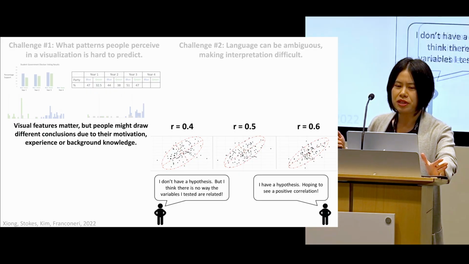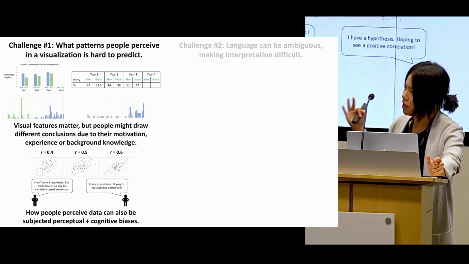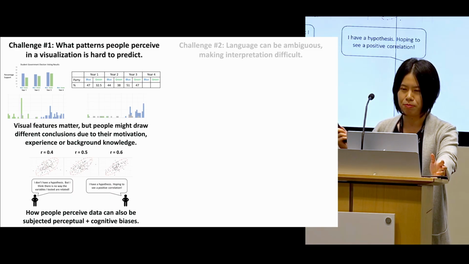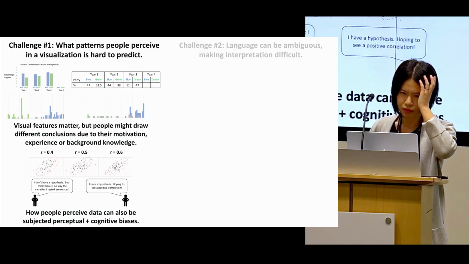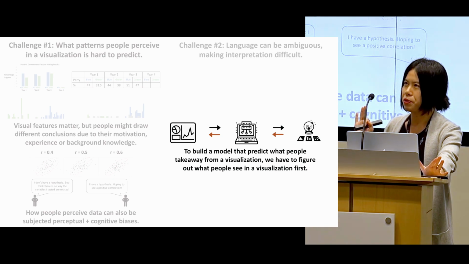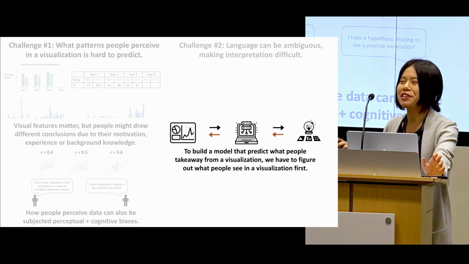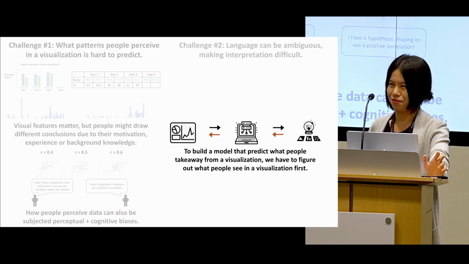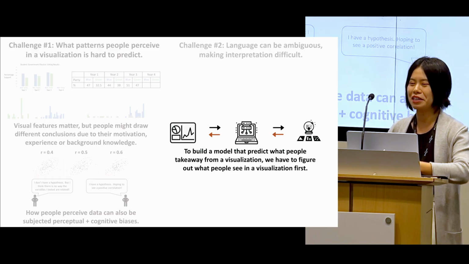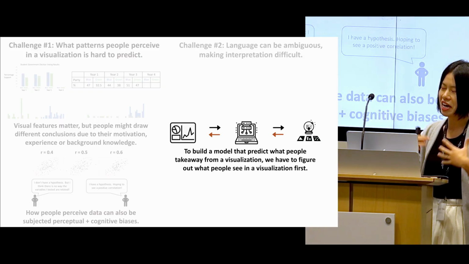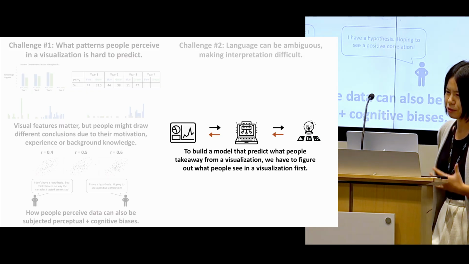So with this example, you can imagine when people look at a visualization, they can be subjected to these cognitive and perceptual biases. And so if we want to build a model that predicts what people take away from a visualization, we have to figure out what people see in a visualization first, right? So this is going to be like Jeremy Wolfe's visual search model, but 5.0, where we account for all of these visual factors.